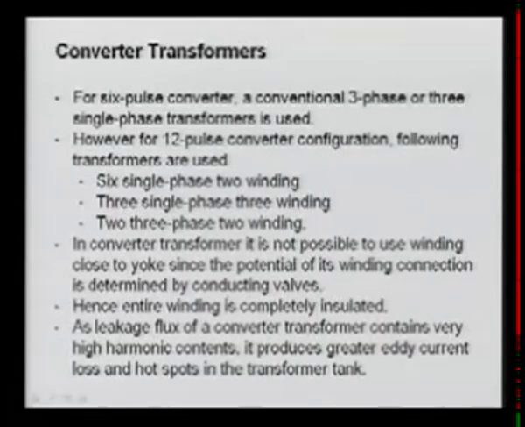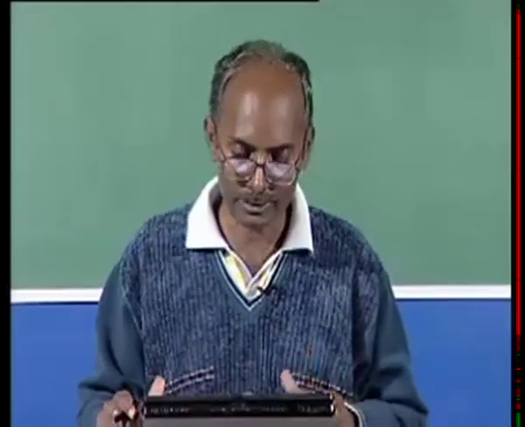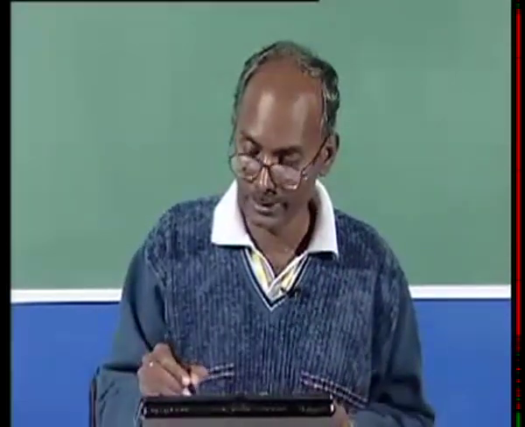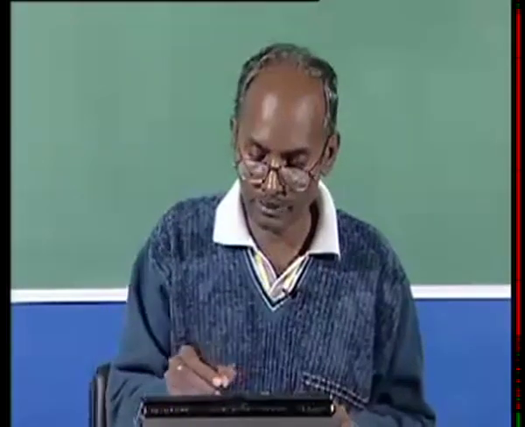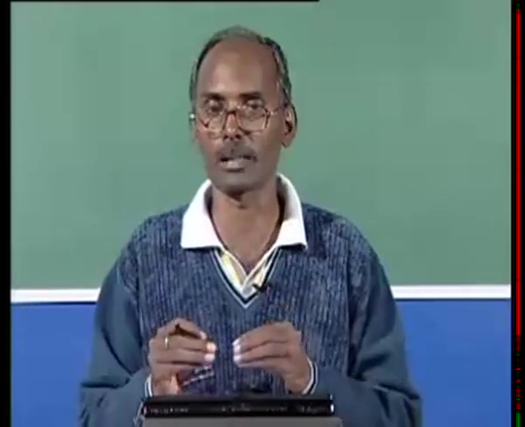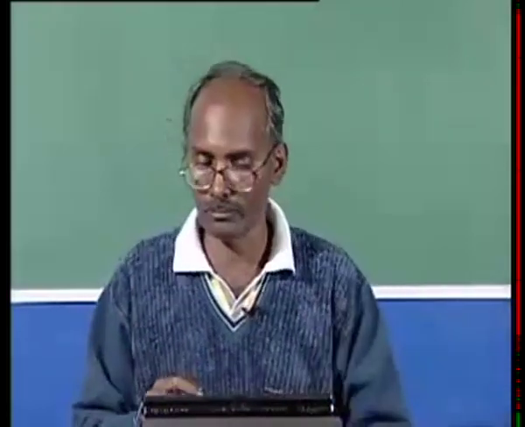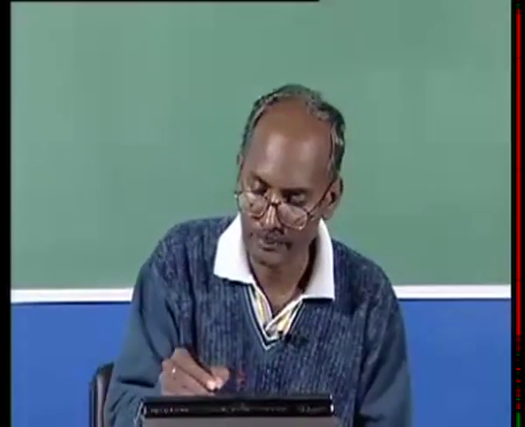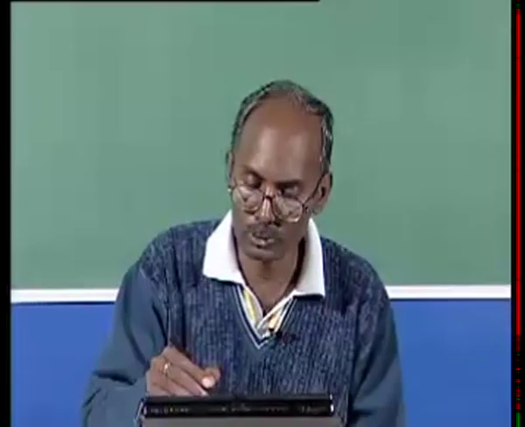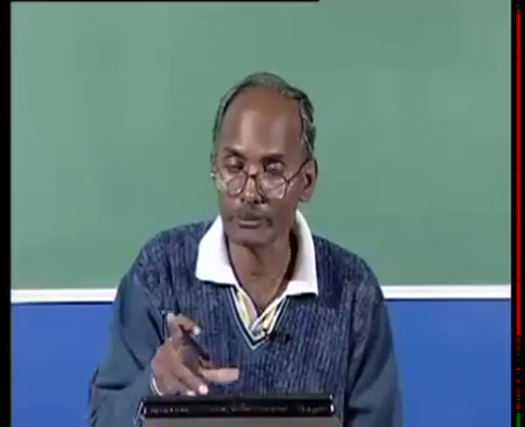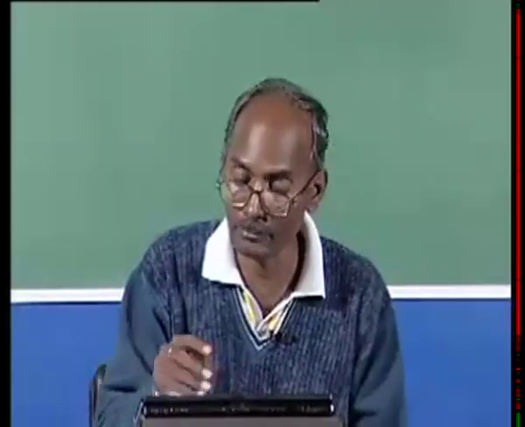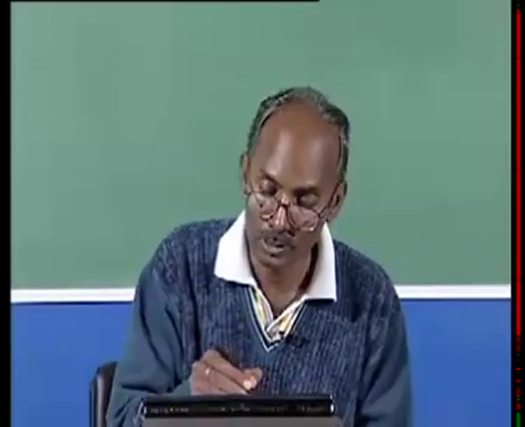Another is, as I said, the converter transformer. For the 6-pulse converter, a conventional 3-phase or three single-phase transformers can be used. Means we can use the 3-phase, or we can use a single 3-phase transformer for a 6-pulse converter. However, for the 12-pulse configuration, the following transformers can be used. We can use six single-phase transformers, six times 2 means 12 phases we can give. We can use three single-phase transformers with three windings, or we can use two 3-phase windings.